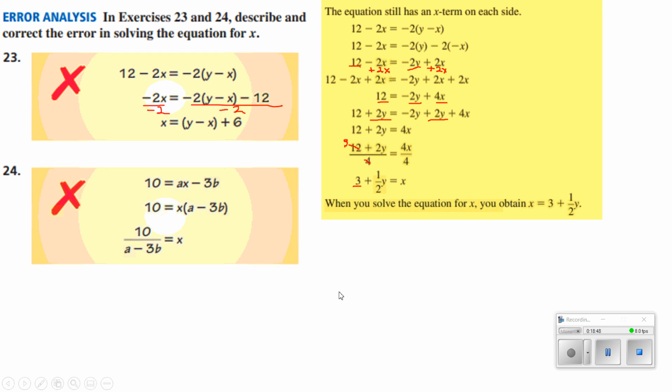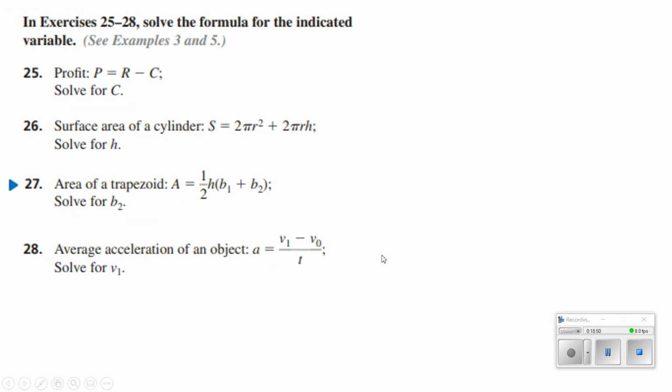You have 24 to do. I'm going to do 25. So solve the formula for the indicated variable. If I solve this formula, I realize I'm looking for c, which means all I have to do is bring c, let's see, I need to bring r over there, right? So if I'm solving for c, there are a couple of ways I can do this. P equals r minus c, right?